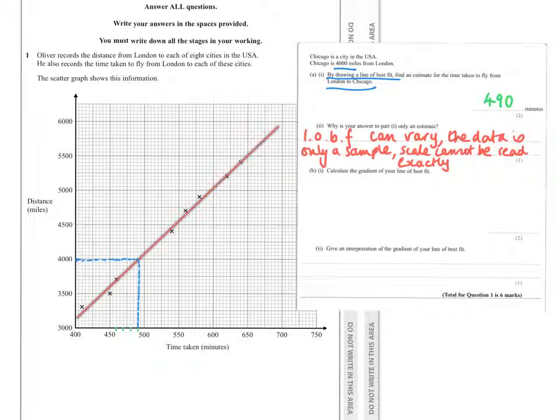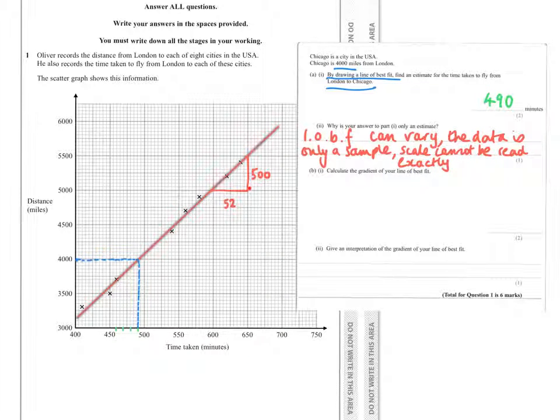Let's look at part B. It says, calculate the gradient of your line of best fit. Well, on the diagram, I've drawn a triangle, and this is 50 from there to there, but it's just a little bit more, so I said about 52. There would be 55, so there's about 52.